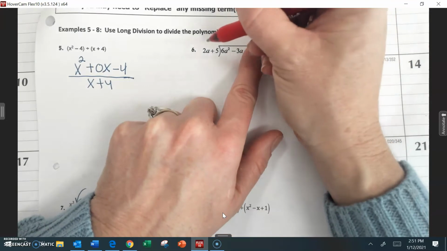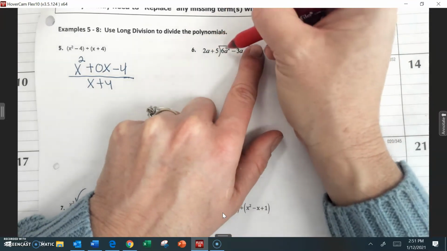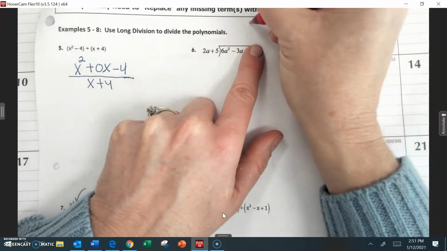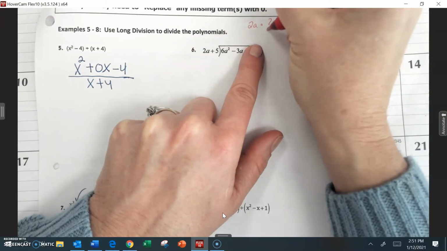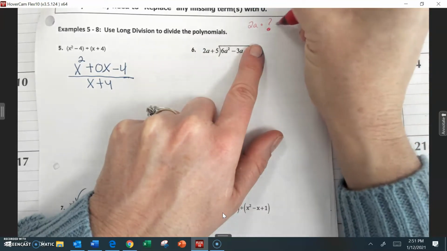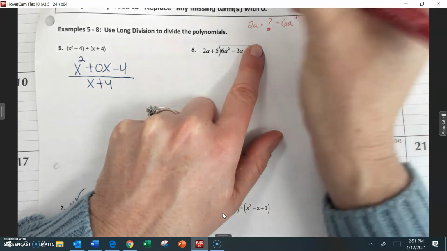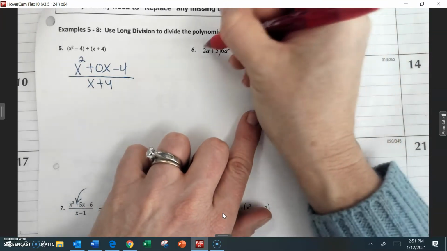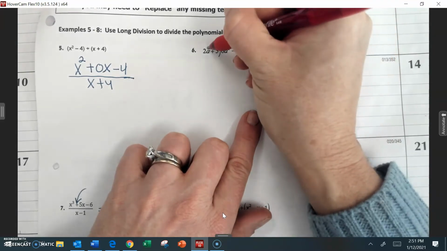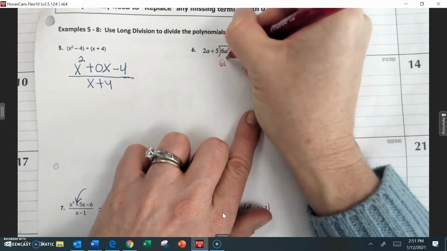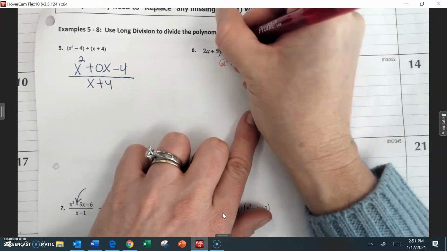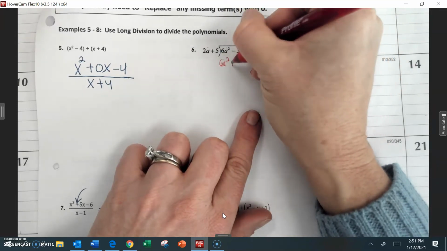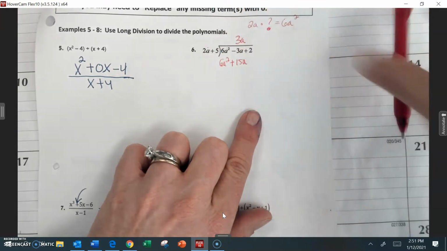So 2a times what? So we're thinking 2a times what, that's a question mark, will give us 6a squared. Well, that would be 3a. So I line them up. Now we multiply. 3a times 2a is 6a squared. 3a times 5 is positive 15a.